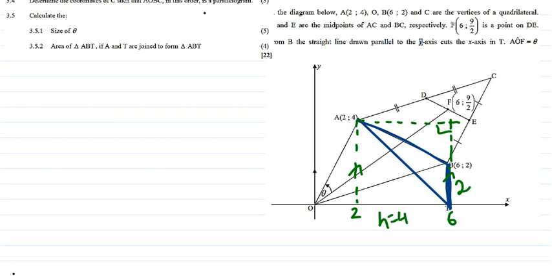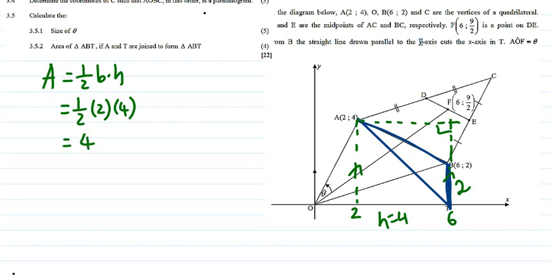Now we can apply our formula. Area is half base times height. I know the base is 2, and I know the height is 4. Clearly the answer here is 4 units squared. Whatever the units are, it must be squared. Okay. Are we fine? Alright.